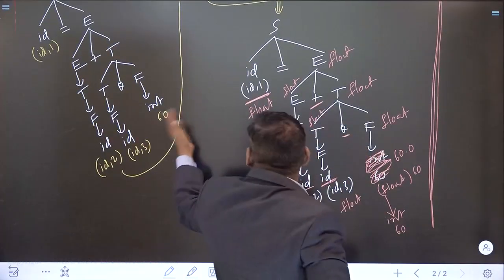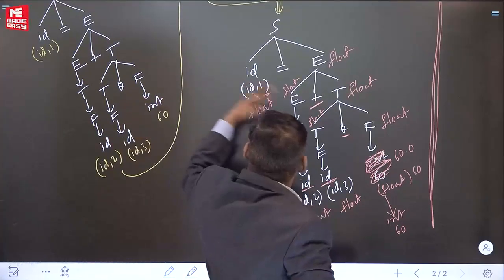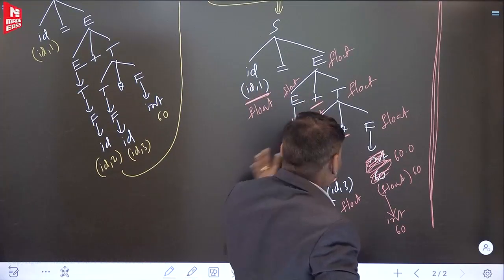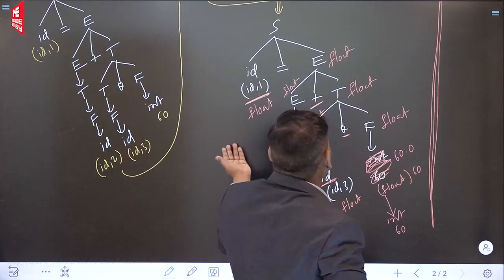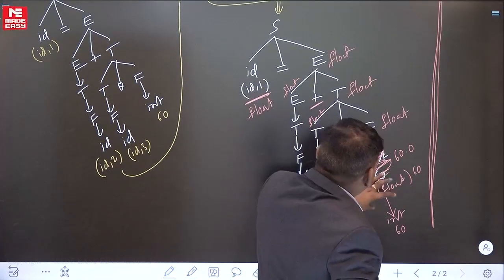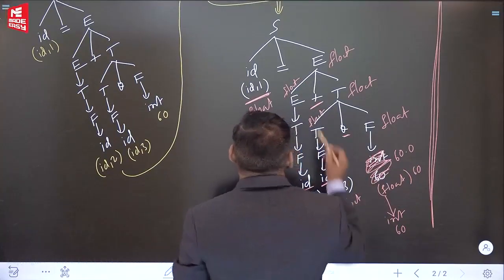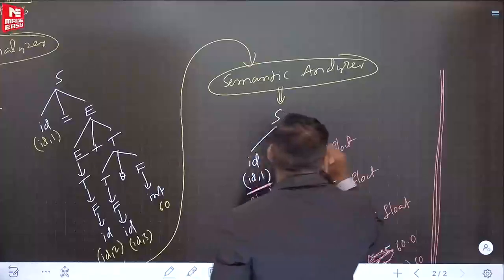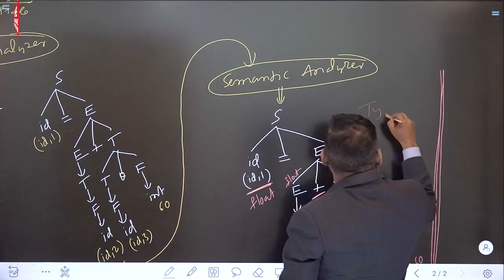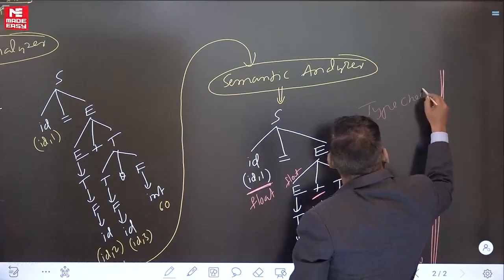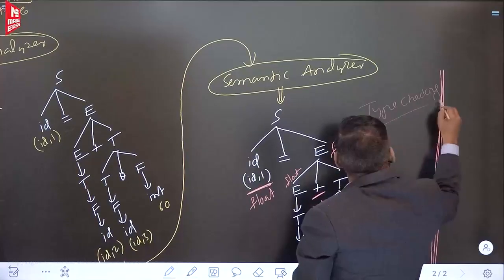See this one, I think both will be the same. Input also, output also the same: modified parse tree or modified syntax tree, because somewhere types are not matching, so you have to do typecasting. If everything matches, the same thing will be there. But he will do type checking. Please be careful. His purpose is type checking.